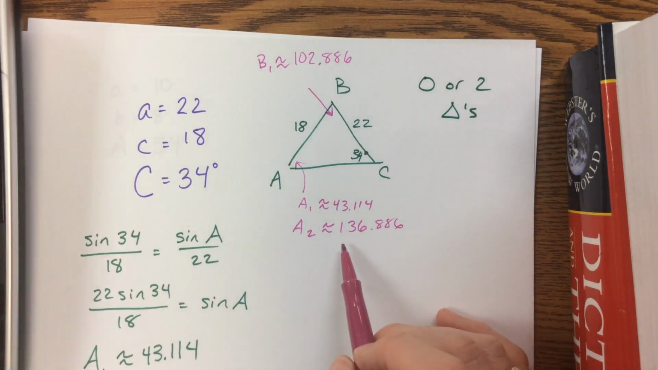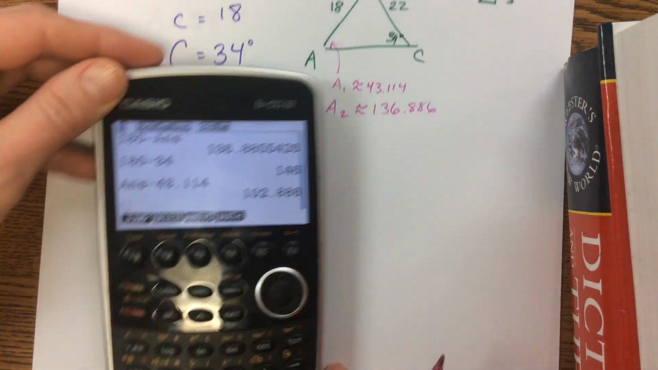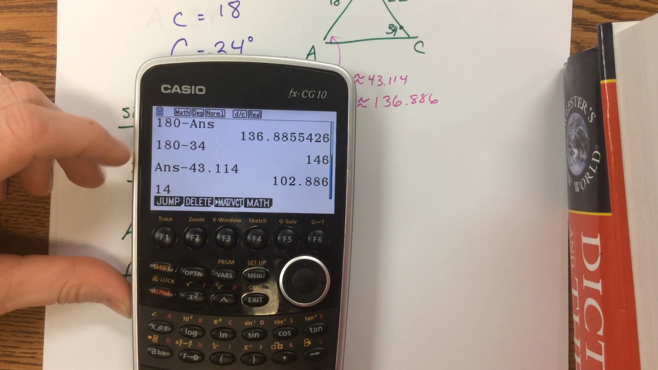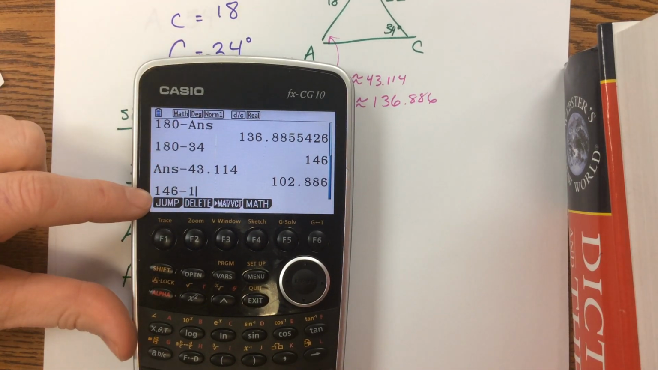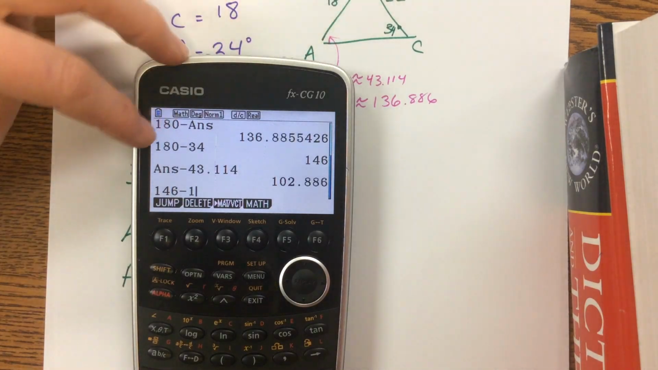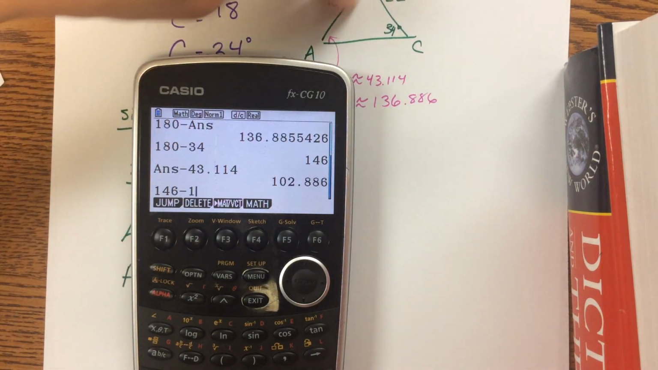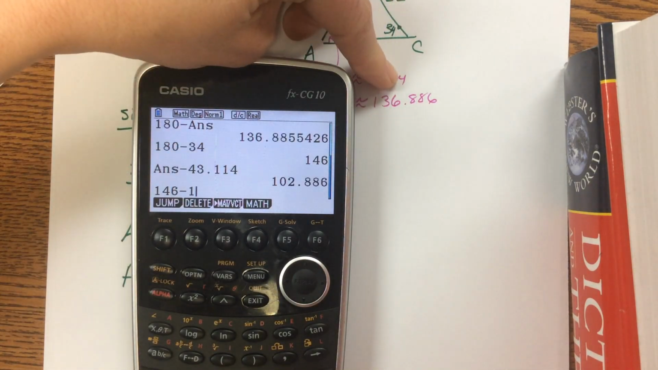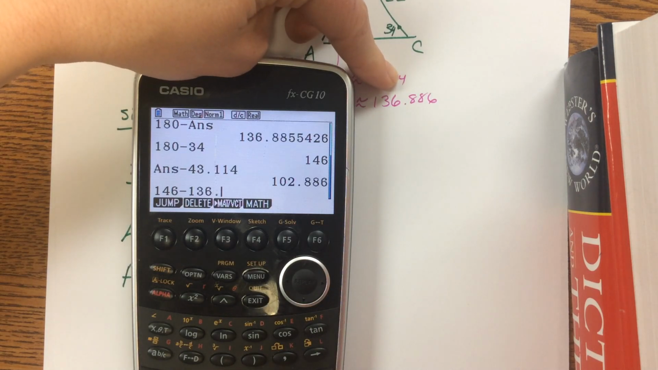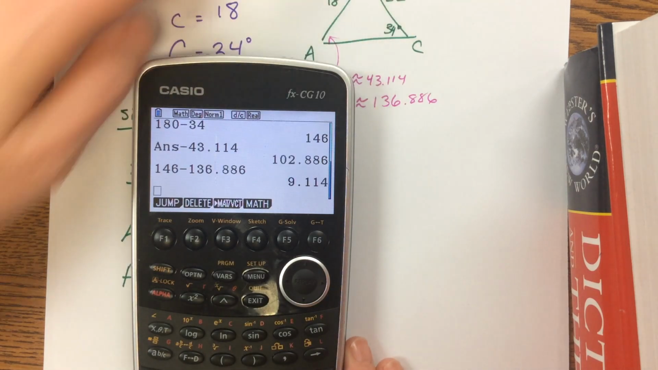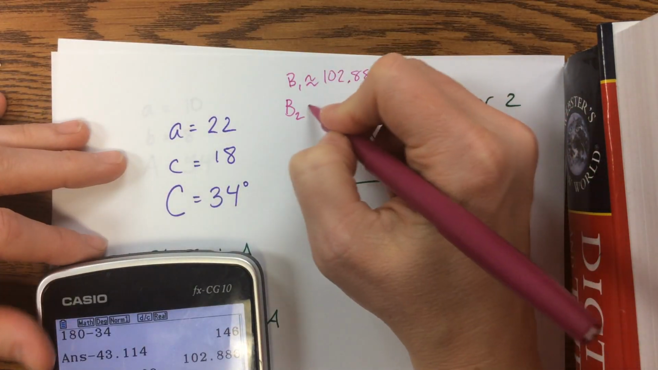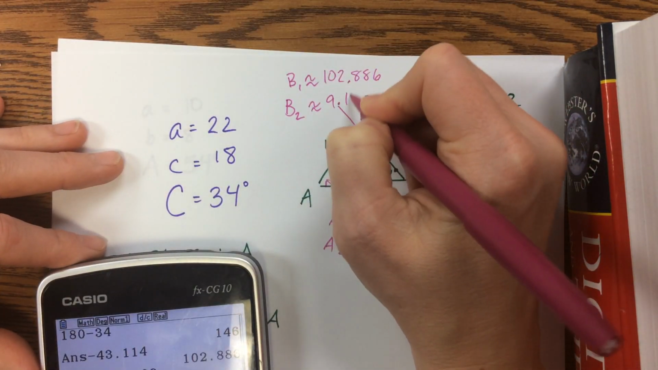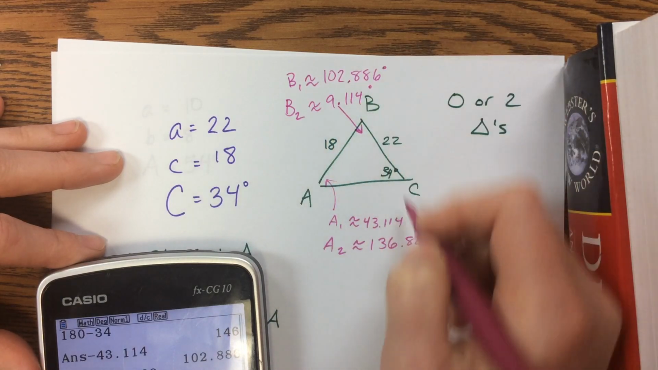And then we need to find what B2 would be equal to. So we've got 146 degrees minus this one. 146 came from the fact that there was 146 left over for these two. Then for this other one we subtract 136.886. That gives us that big B2 is about 9.114 degrees.